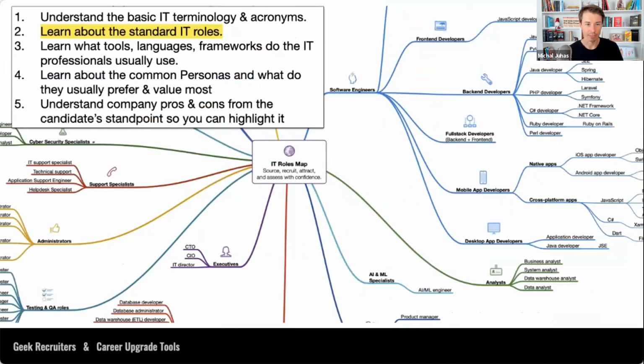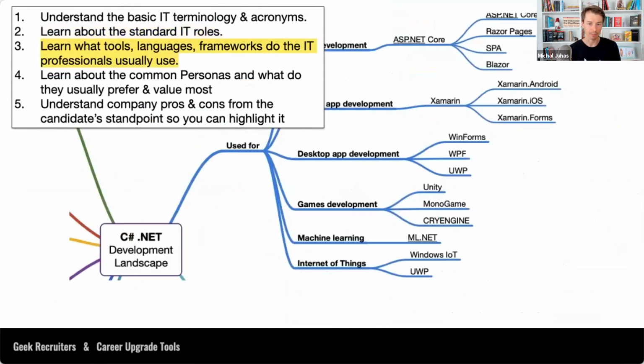You would also learn about the standard IT roles. There are about 75 roles that are standardized. They have typical responsibilities and typical requirements. So if you learn it, you would be able to much faster recognize who to look for, which is really priceless these days. Eventually, you would need to learn what tools, languages, and frameworks these IT professionals use. For example, C# as a programming language can be used for different purposes: for backend development, for desktop, for games. So if you know this, it will be much easier for you to look for developers based on the programming languages, frameworks, or tools they use.